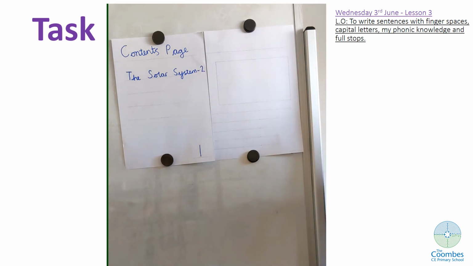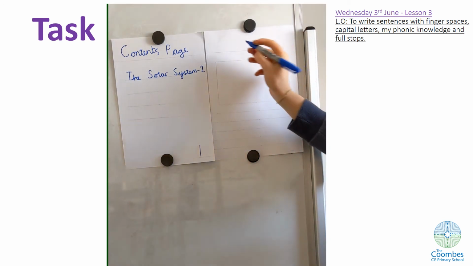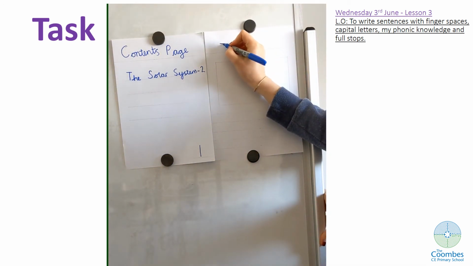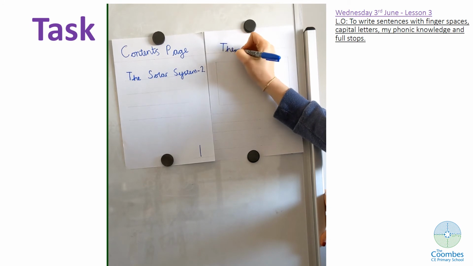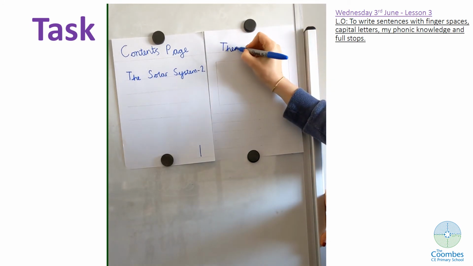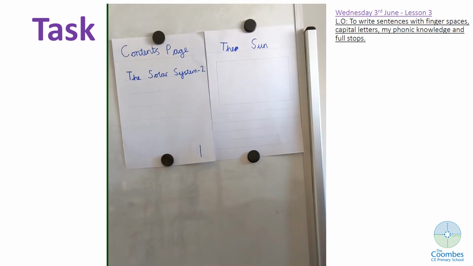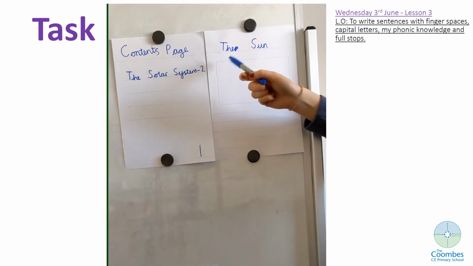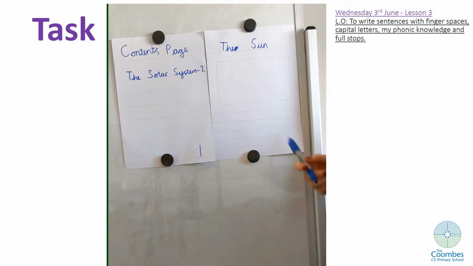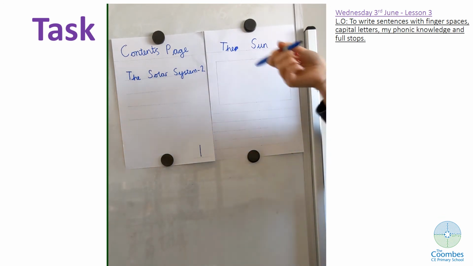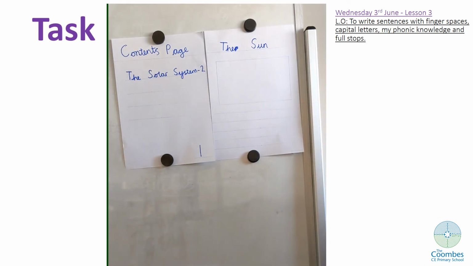So my title of this page will be the sun. So at the top I need to write the, and then I need to write sun. Okay, so just like I said yesterday, there is a space for you to draw a picture, but I would prefer it if you did the writing first and then did the picture after. So let's have a little think about the facts that we learned about the sun.